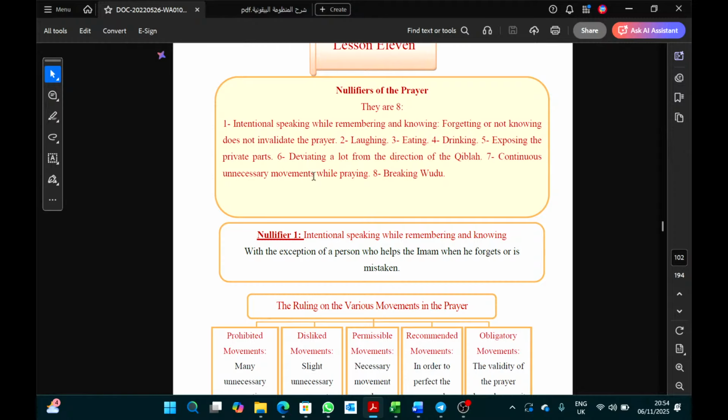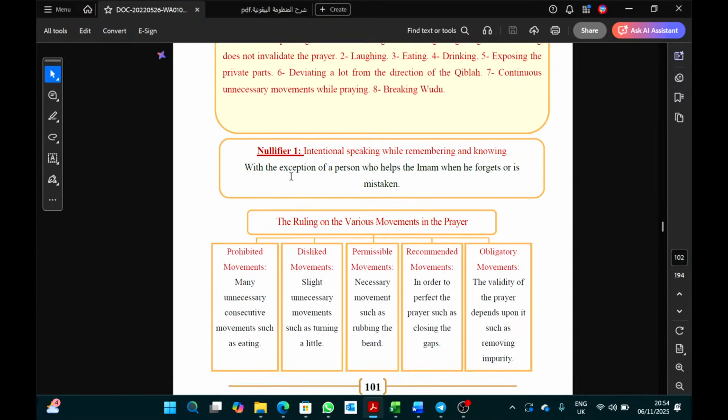Number 7, continuous unnecessary movements whilst praying. We'll get to that. And obviously breaking wudu. With the exception of a person who helps the Imam, that's saying subhanallah and so on.